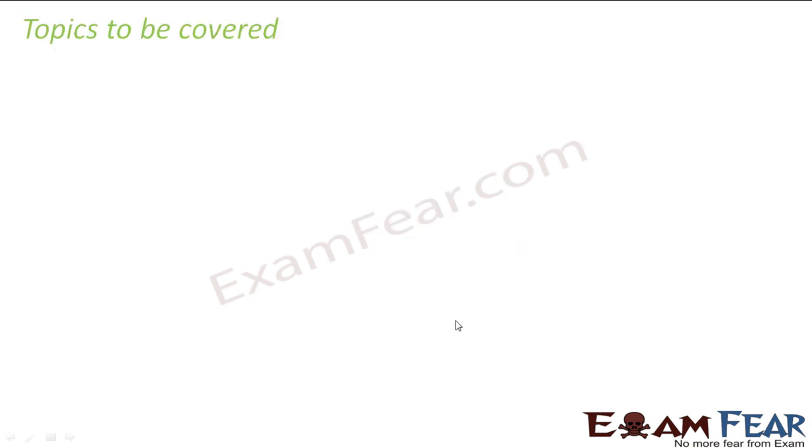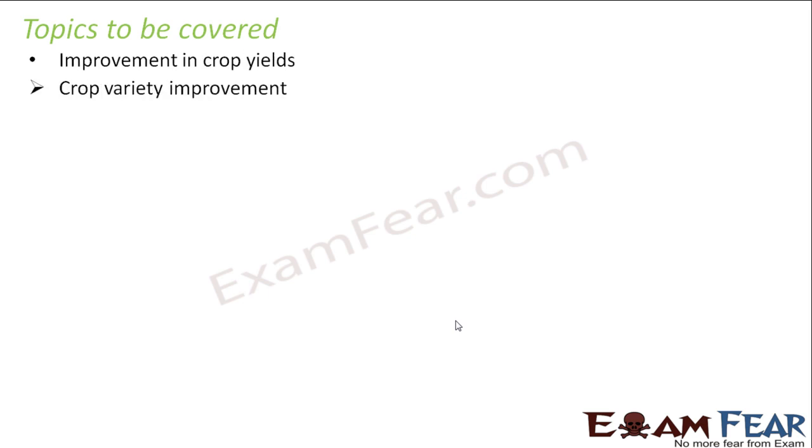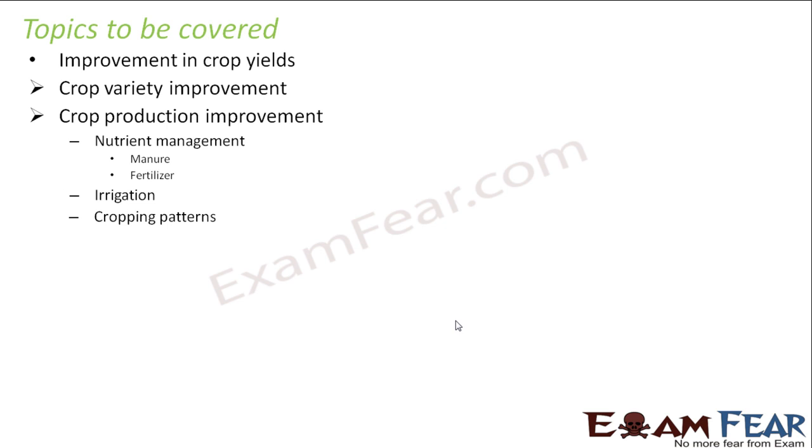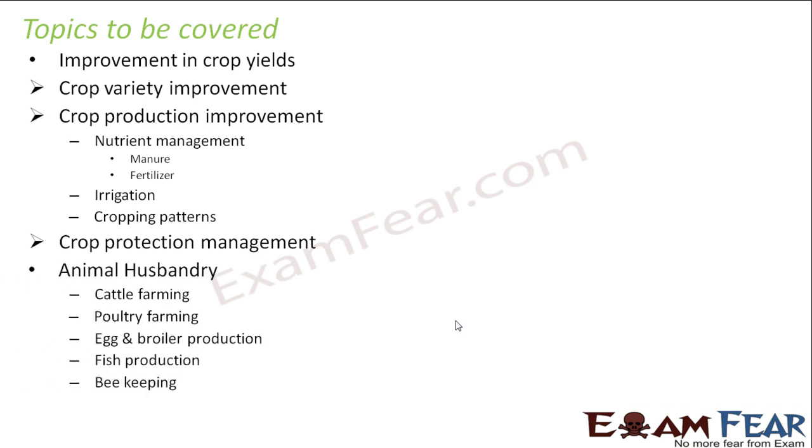Topics to be covered in this lesson are improvement in crop yields, crop variety improvement, crop production improvement, wherein we'll talk about nutrient management, manures and fertilizers, irrigation and cropping patterns, crop protection management, animal husbandry, which would include cattle farming, poultry farming, egg and broiler production, fish production, and beekeeping.